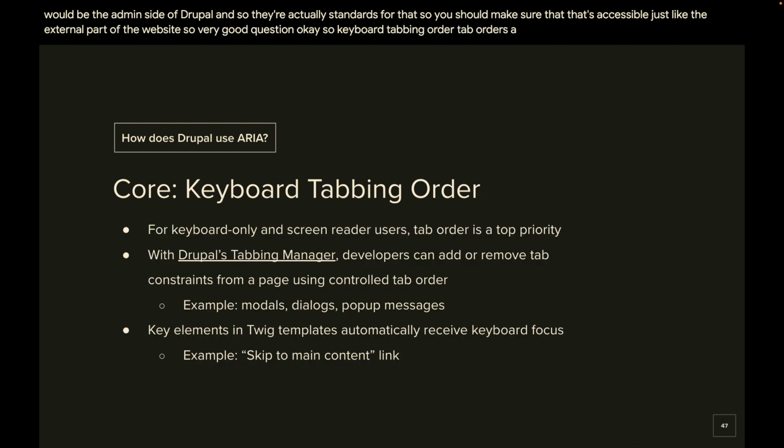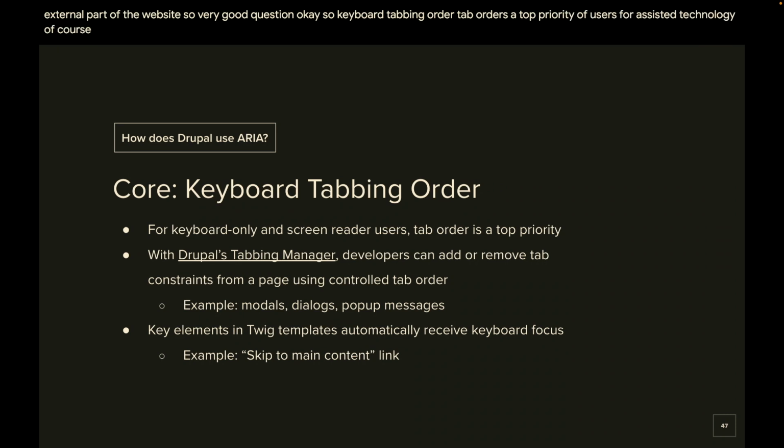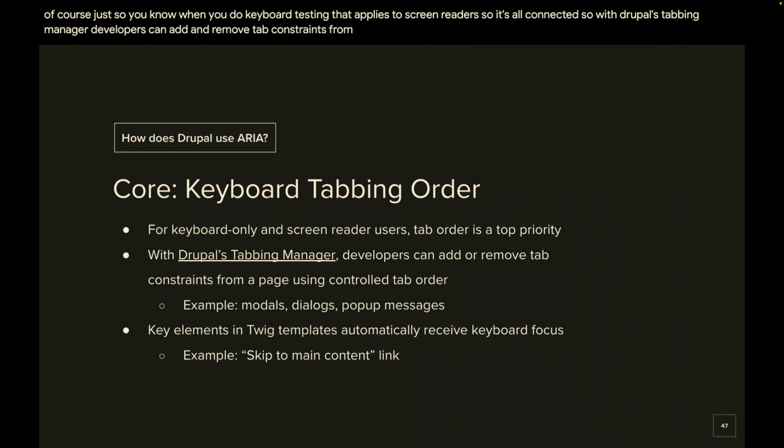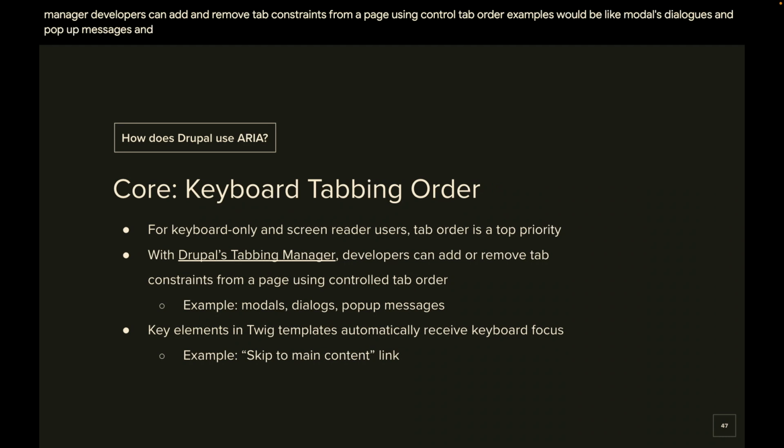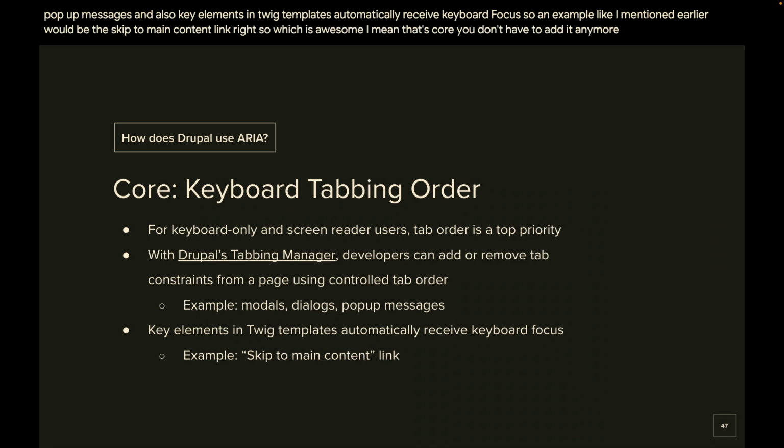Tab order is a top priority of users for assistive technology, of course. Just so you know, when you do keyboard testing, that applies to screen readers, so it's all connected. So with Drupal's tabbing manager, developers can add and remove tab constraints from a page using controlled tab order. Examples would be modals, dialogues, and pop-up messages. And also, key elements in Twig templates automatically receive keyboard focus. An example, like I mentioned earlier, would be the skip to main content link, right? Which is awesome. I mean, that's core. You don't have to add it anymore. You used to have to add it.